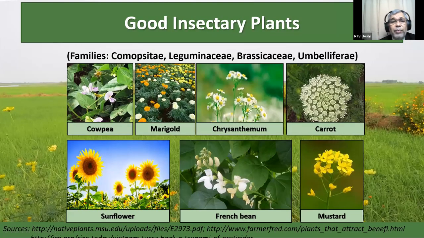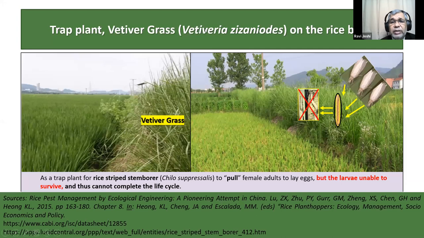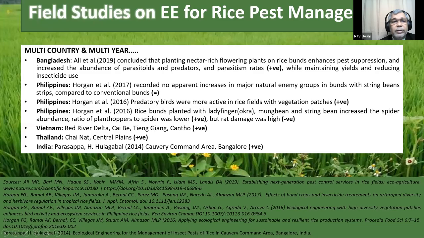These are some of the flowering plants. You don't have to only have the flowering ones. You can also use other leguminous crops or other families of cultivated crops to use as plants for nectar. This is the example I showed about the stem borer in China before, of how the vetiver grass helped in managing and reducing the damage to rice by stem borers.